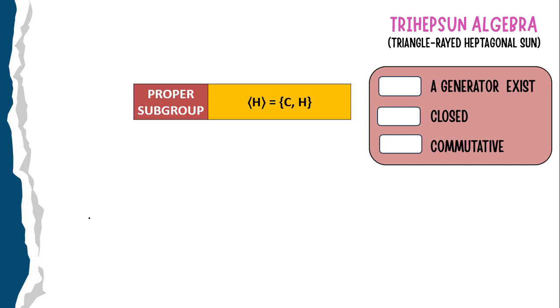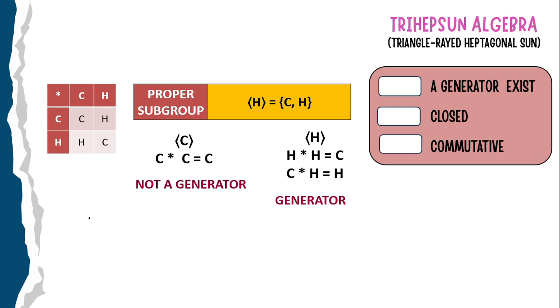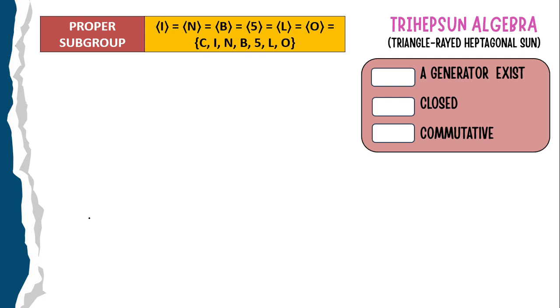For proper subgroup with element H, H generates C and H, this is the table. Same with the others, C is not a generator and H is a generator since H generates all the elements on the table. A generator exists, it is closed, and also it is commutative. Therefore, it is a cyclic subgroup. So let's proceed to the subgroup with element 7.